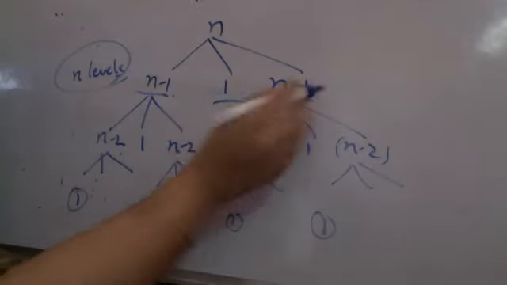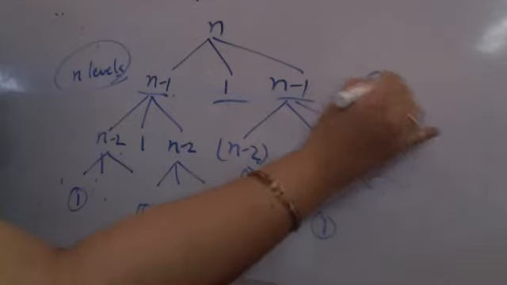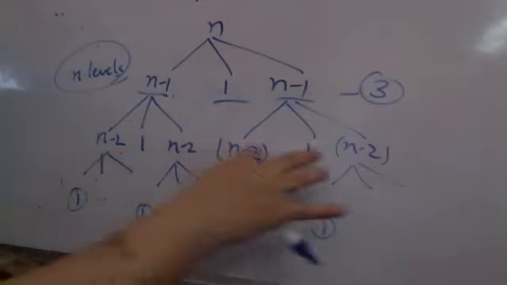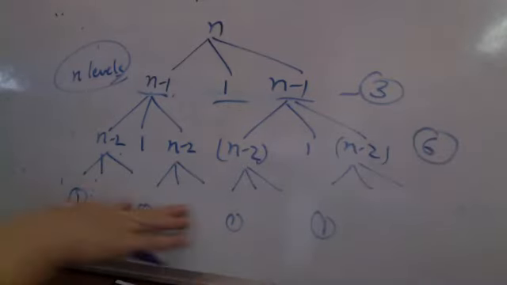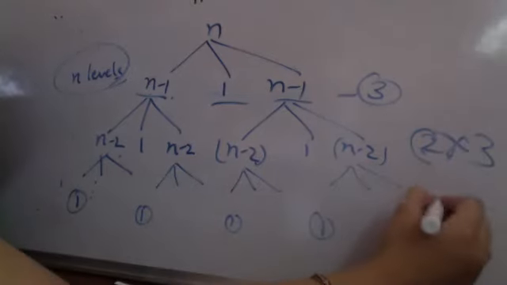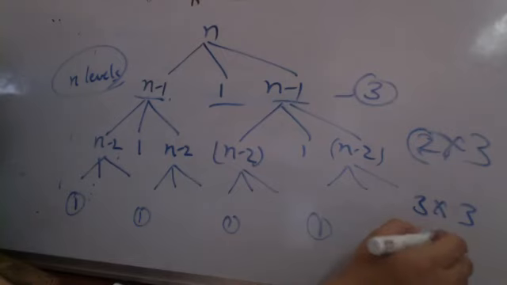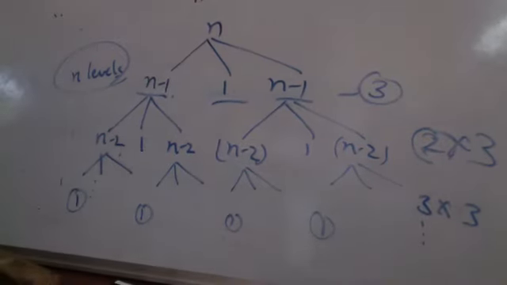3 recursive calls are there in the first level. First level में 3 recursive calls है. Second level पे 3 plus 3, 6 recursive calls है. Third level पे 3 plus 3 plus 3 plus 3. So this is technically 2 into 3. This is 3 into 3. Finally, we will be having that much calls. Are you all understanding? Are you getting the point?